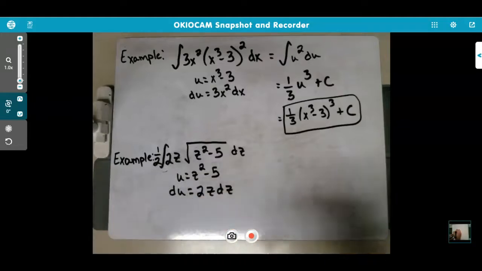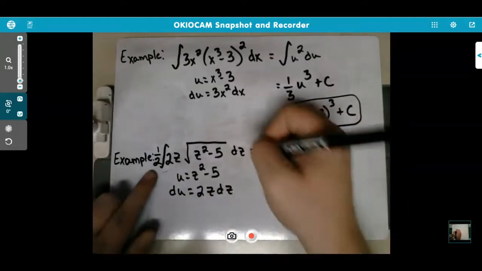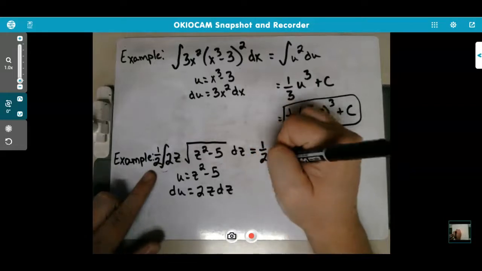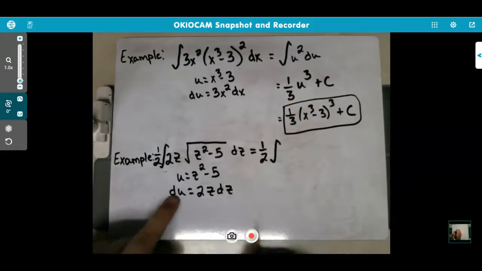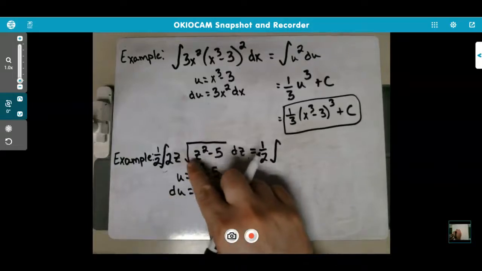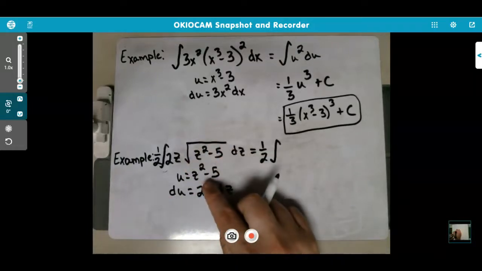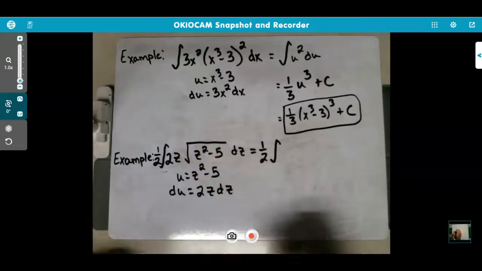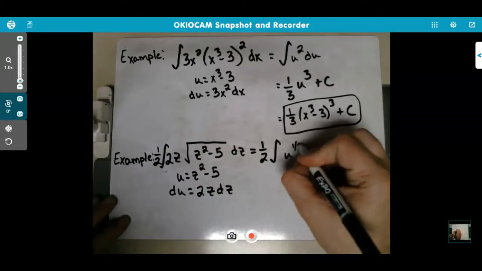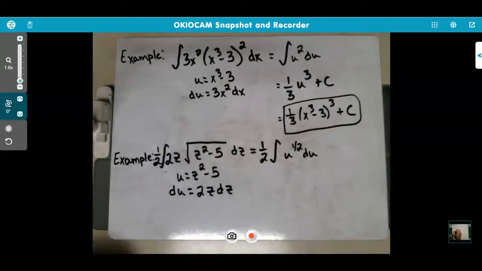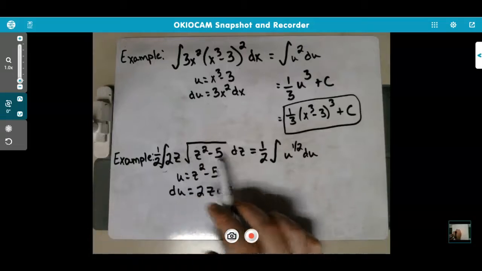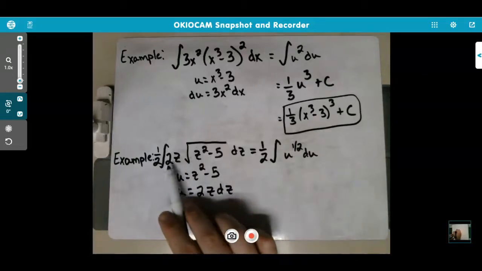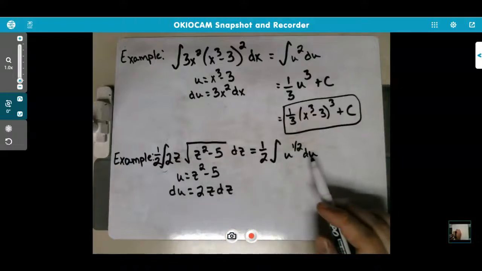Okay. So what I end up with, this 1/2 out front will stay. 1/2 integral of 2z dz becomes my du. And this becomes the square root of, I said that was equal to u. Square root of u is like saying u to the 1/2. So one more time, I wrote the square root as a 1/2, and this is my u, so u to the 1/2, and then 2z dz became du.